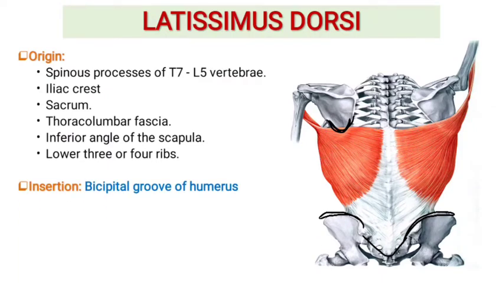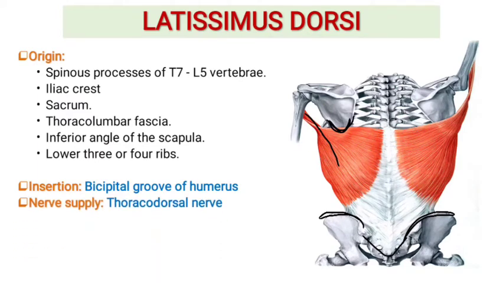It inserts on the bicipital groove of the humerus. The bicipital groove is another name for your intertubercular groove or intertubercular sulcus, which is found between your greater and lesser tubercles or tuberosities. From the posterior aspect, your latissimus dorsi inserts by going through your axilla to get to your bicipital groove. So from the posterior aspect, it crosses your axilla to get to the anterior aspect of your bicipital groove.